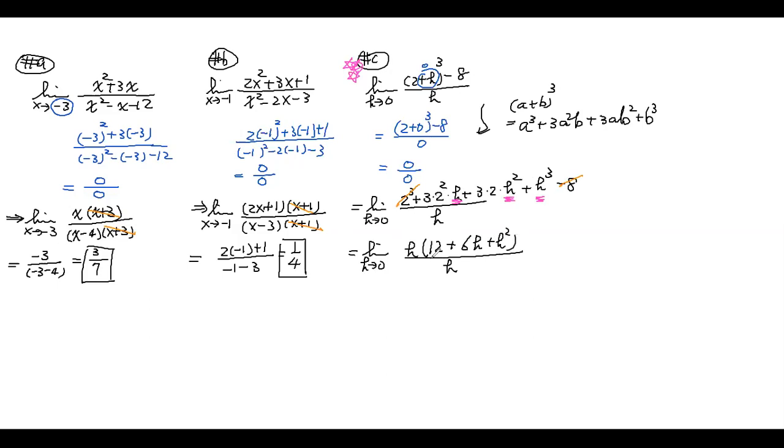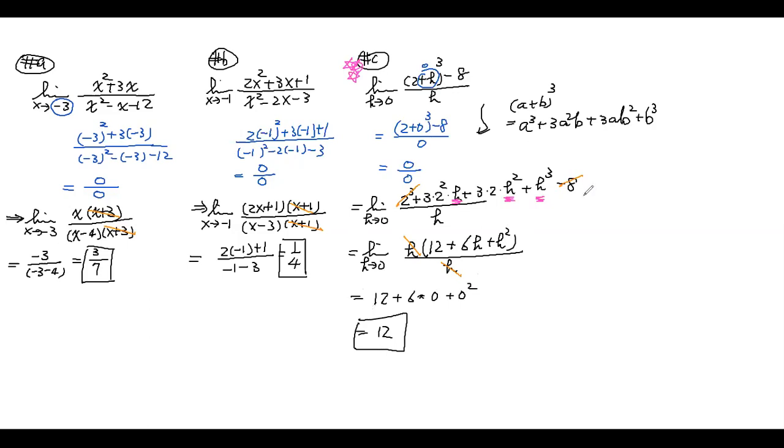Then, nicely, the h, this is the trouble term, cancels out. So now as h approaches 0, it will be just 12 plus 6 times 0 plus 0 squared. So what is my limit here? The limit here is 12.